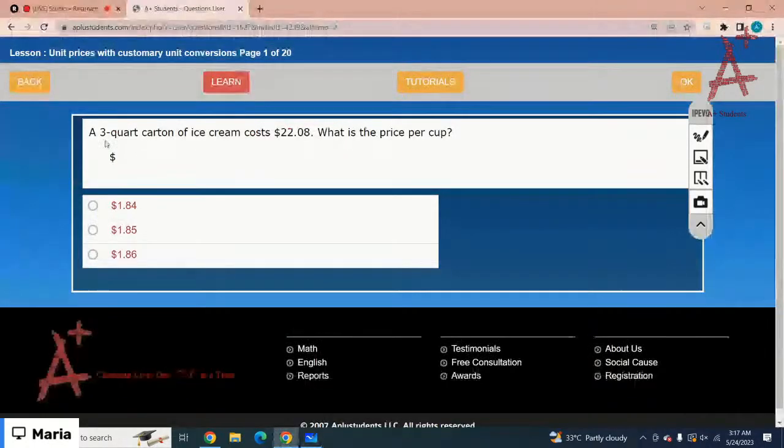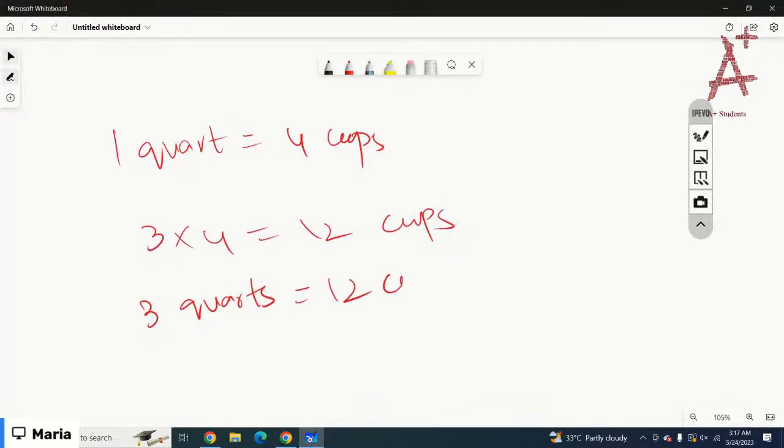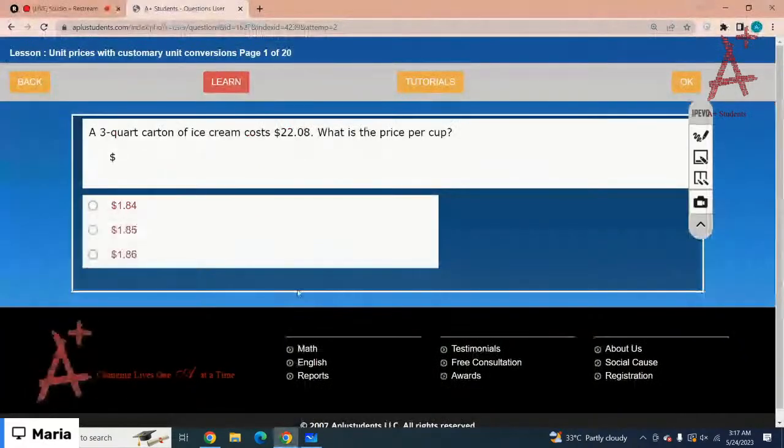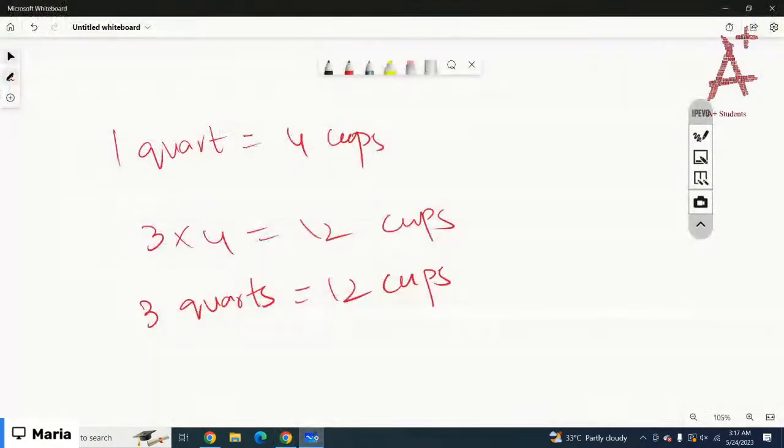You are given 3 quarts here. So you can convert 3 quarts to cups. It would be 3 times 4 equals 12 cups. That means 3 quarts and 12 cups are exactly equal. Got it? Now you have to calculate the price per cup. So just divide 22.08 by 12, because you need to calculate the price of 1 cup. Let me just calculate the value. It would be 1.84. That means the price of 1 cup of ice cream is $1.84.